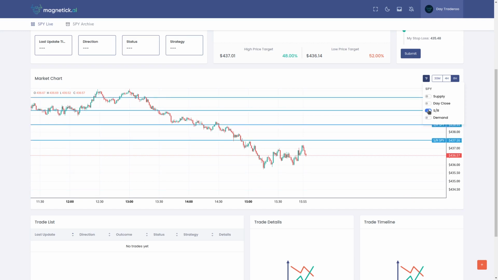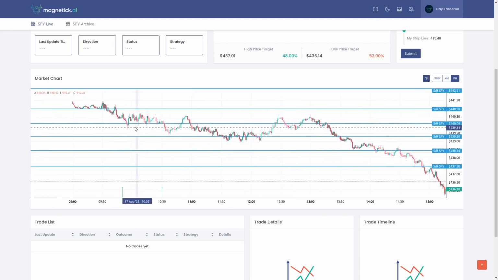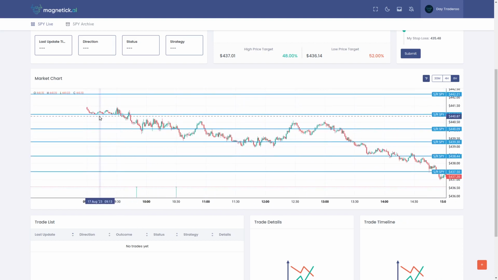If you turn on support and resistance and go to the market open, you see that prior to market open, we have price right above one of the key support resistance levels that we identified in pre-market. So what happened was, although there was initial reaction, this level was lost.